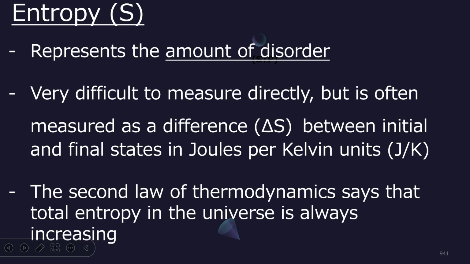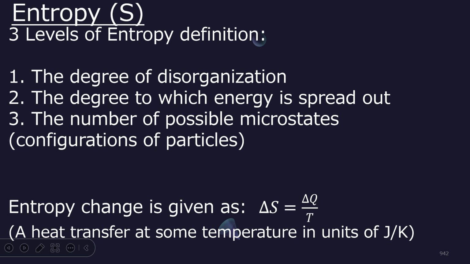I'd recommend watching Veritasium's YouTube channel video about entropy to really learn about it. But I'll explain a little bit more here. So there's 3 levels of entropy definition that I could do. The first is the degree of disorganization. As I said, how messed up things are. The second, then, the degree to which energy is spread out. So if energy is in a concentrated kind of packet or form, that's lower entropy. Whereas if it starts to spread out and become less useful, that's higher entropy.